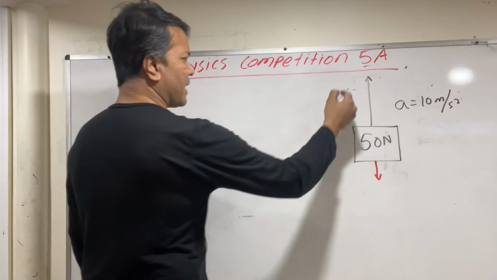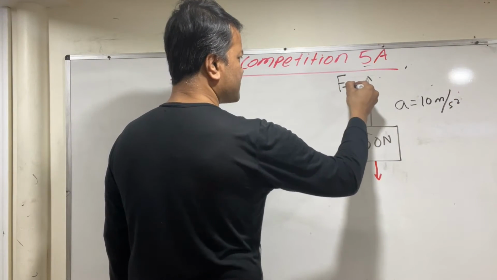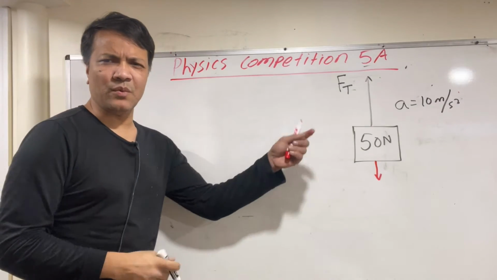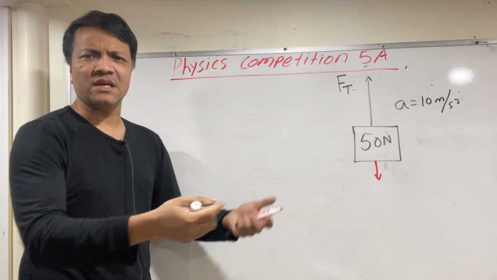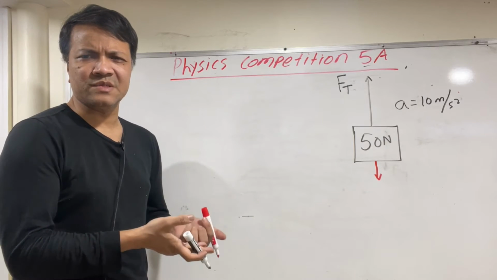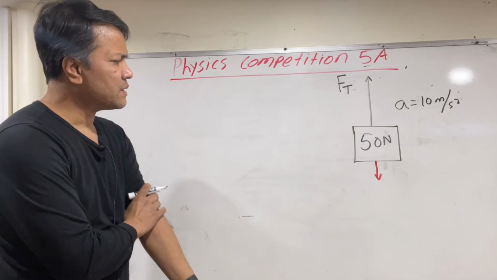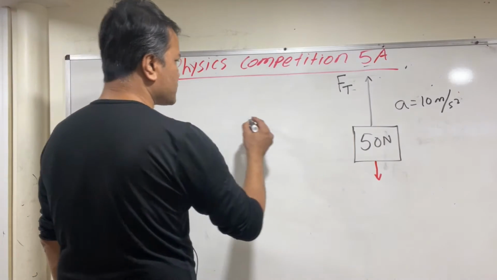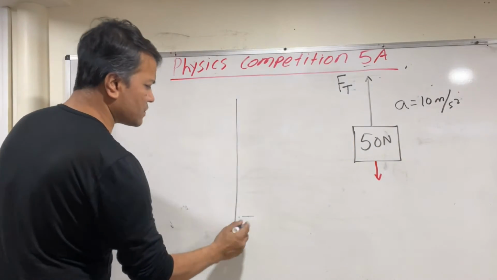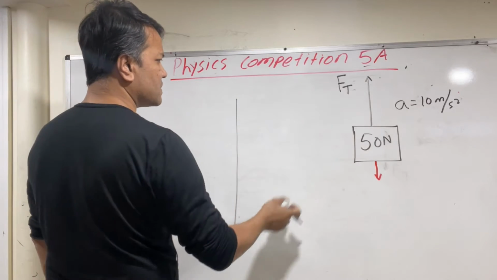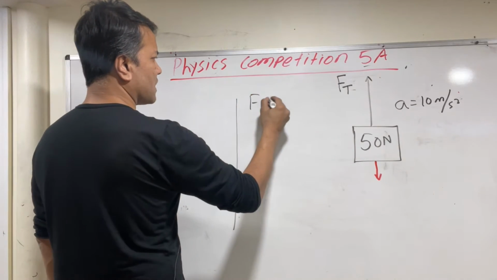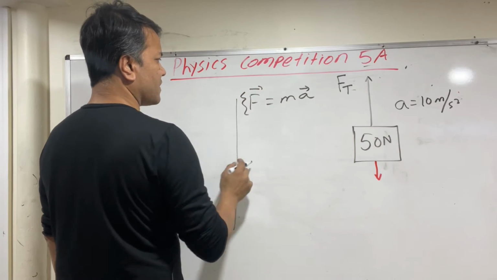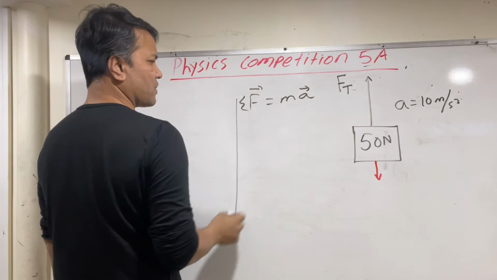I want you to find Ft. What is the tension force acting on the rope when you move this box up toward the rooftop? This is what I want you to find. Now we're going to use two ways to solve this one. One is the regular way, writing F equal ma, and all the forces are in the y direction, nothing going on in the x direction.